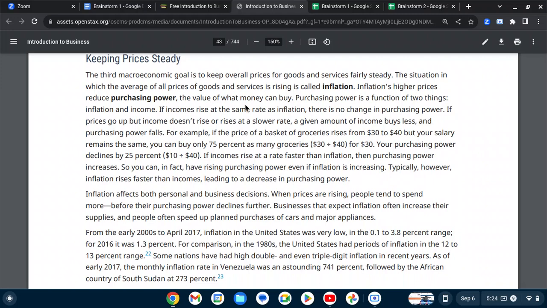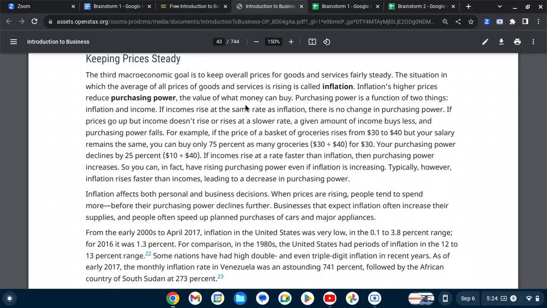If income rises at the same rate as inflation, there is no change in purchasing power. If prices go up but income doesn't rise or rises at a slower rate, a given amount of income buys less, and purchasing power falls. For example, if the price of a basket of groceries rises from $30 to $40, but your salary remains the same, you can buy only 75% as many groceries for $30. Your purchasing power declines by 25%.